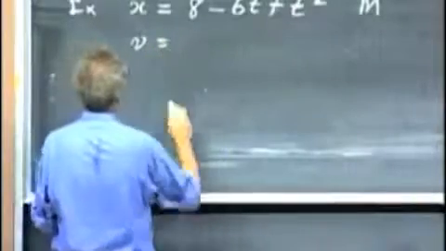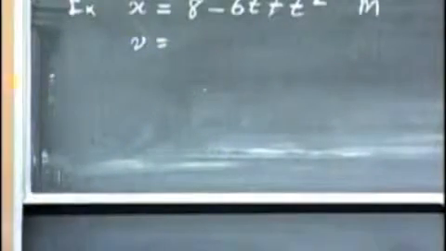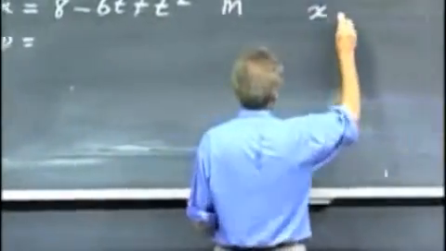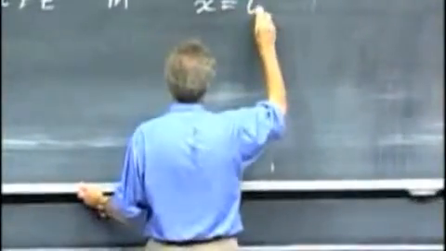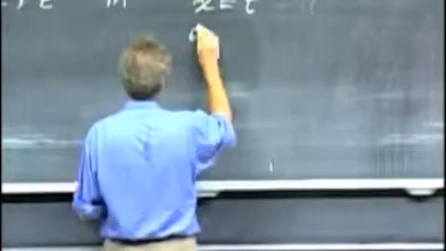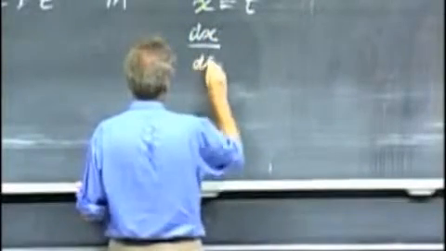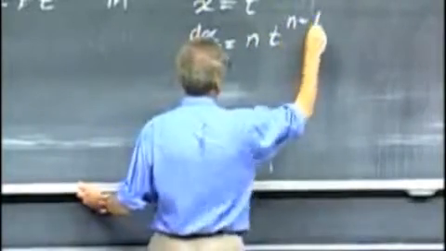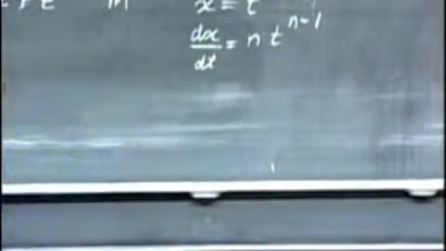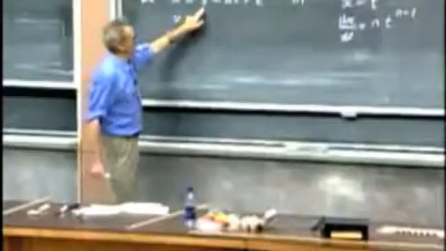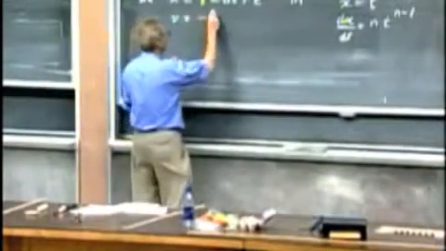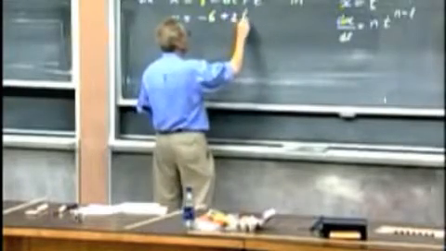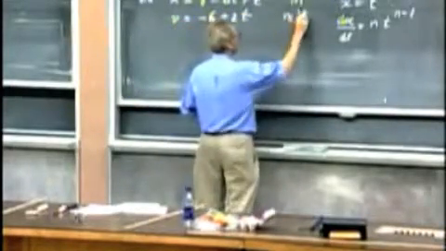Well, that's the derivative, dx/dt. And I use the following: x equals t to the power n. Then, as most of you should know, dx/dt is then n times t to the power n minus 1. That's all I'm using. So the derivative of 8 is 0. I get here minus 6. I get here plus 2t. This would be in meters per second.